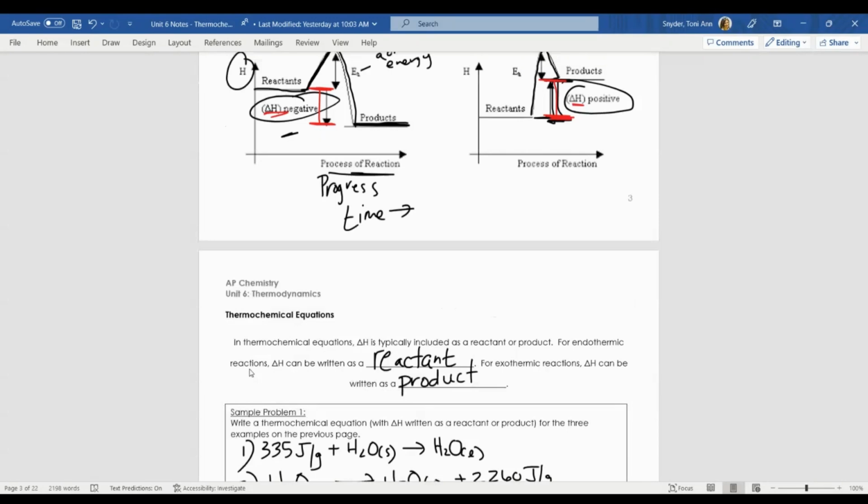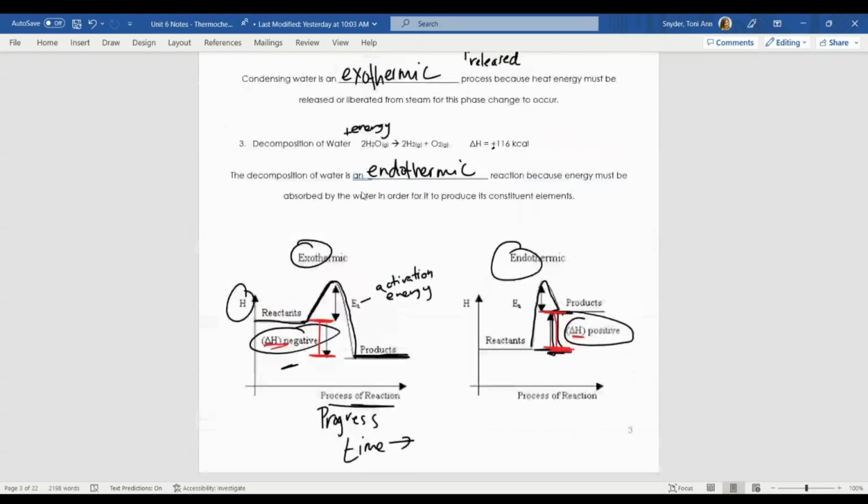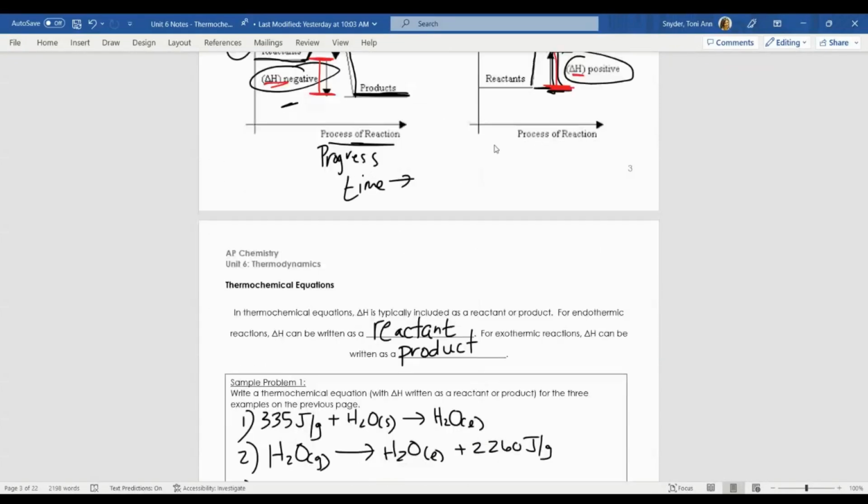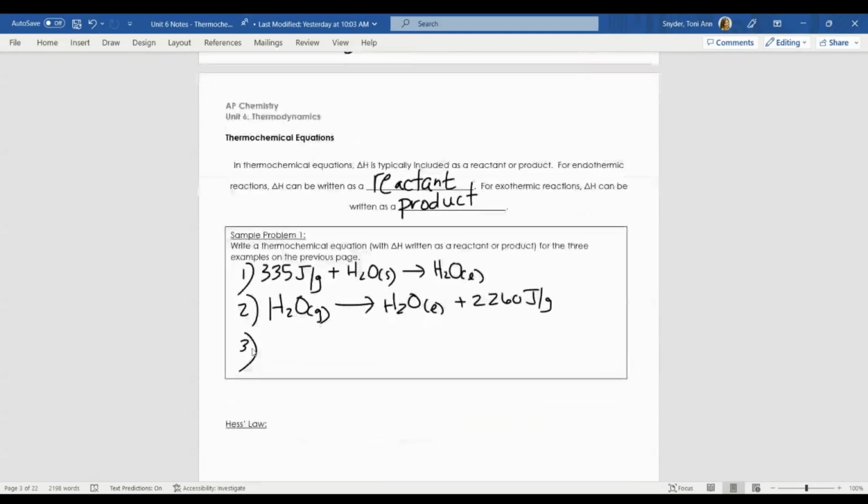And for this last one, the decomposition of water, it looks like 116 kilocalories is our reactant here. I have to input that much energy because delta H is a positive value. So we're going to say 116 kilocalories plus 2 water molecules would decompose into 2 hydrogens and an oxygen. Different ways of representing the same exact equation.